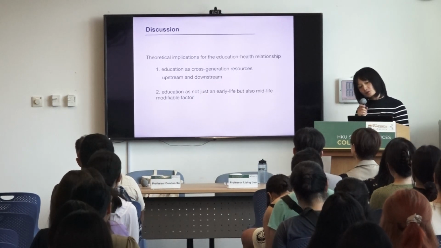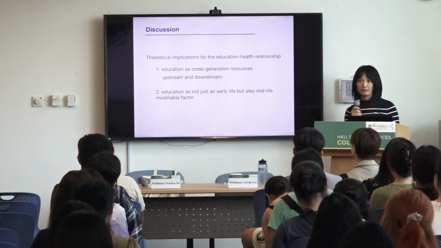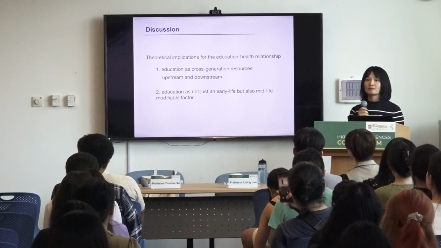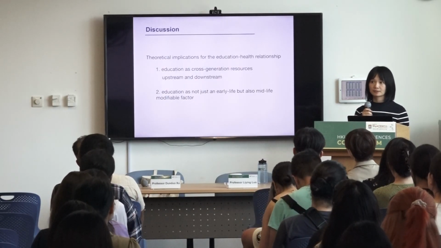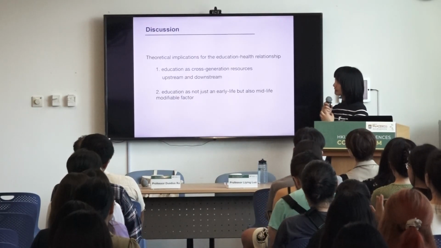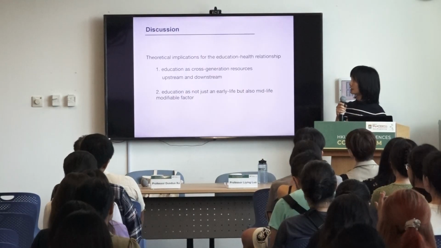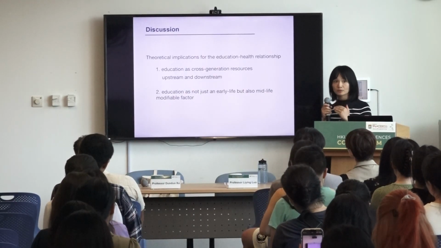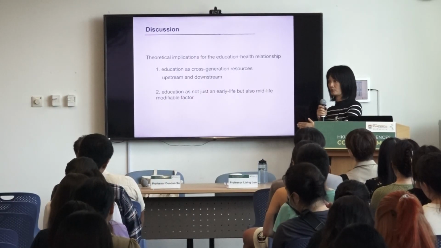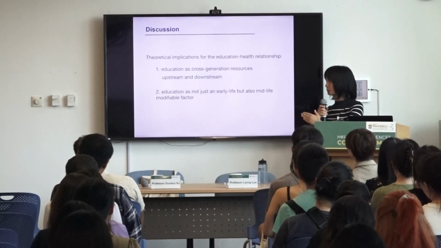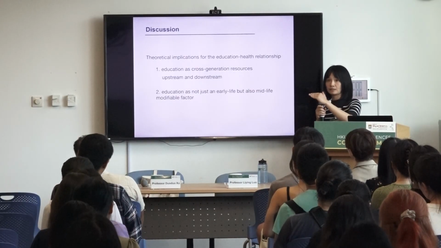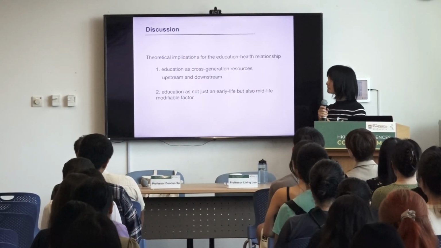So this research also has theoretical implications for studying the education-health relationship. Usually we think about education as health resources for a person at an individual level. This research shows that education can be considered as a cross-generation resource. These resources can flow downstream from parent to children, but also can flow upstream from children to parents, especially in later life health.